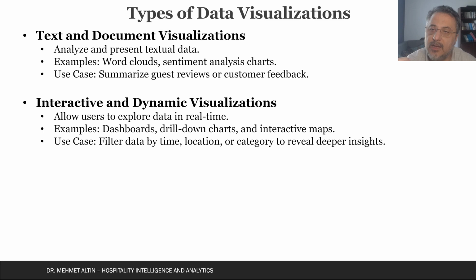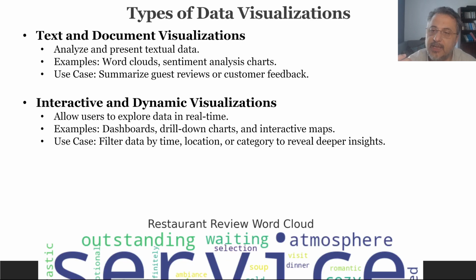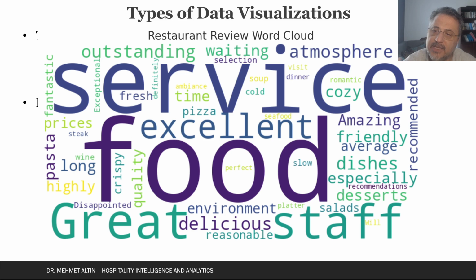So, the last couple of examples are text-based and interactive visualization. Now, text and document visualization focus on analyzing textual data. Word clouds in this example and sentiment analysis charts are great for summarizing guest reviews or feedback. For example, a word cloud might highlight the most common words in customer reviews like clean, friendly, or slow service.